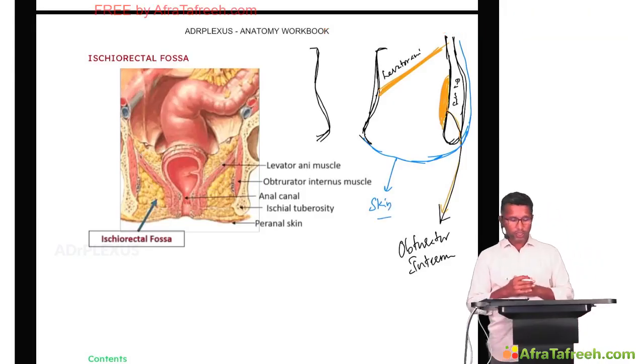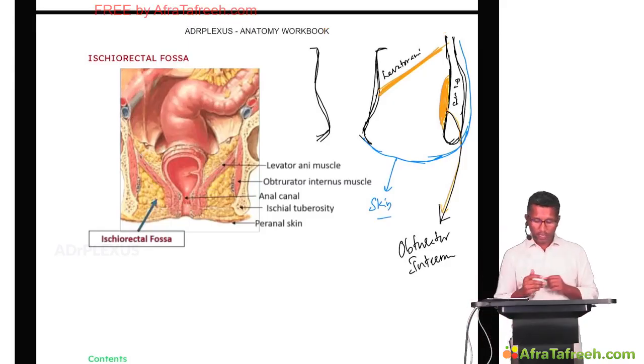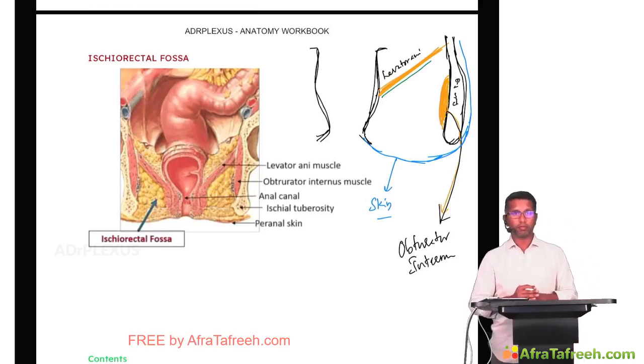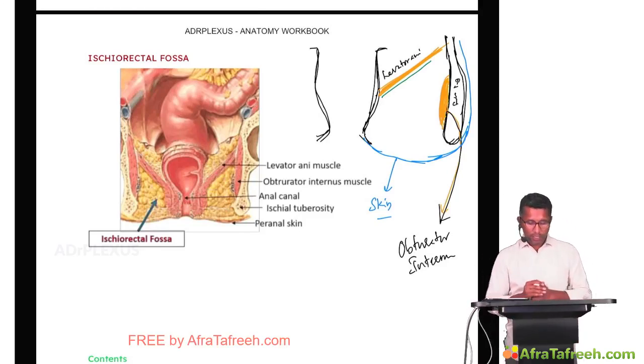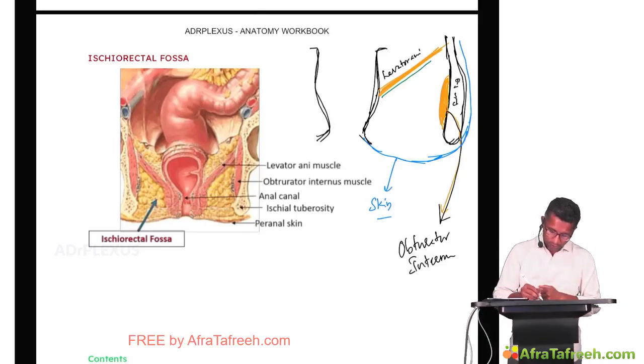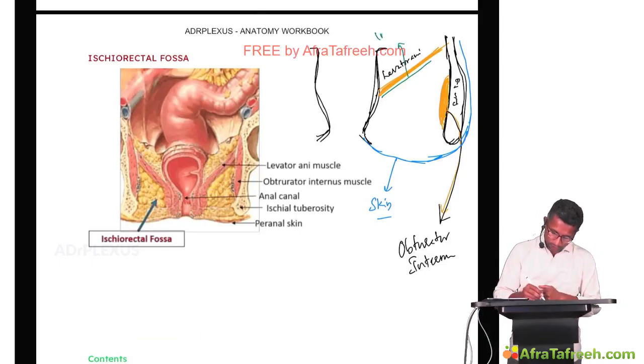Now below the levator ani muscle, you get fascia. This is called the inferior fascia of the pelvic diaphragm. So what is this fascia? This is called an inferior fascia of the pelvic diaphragm.